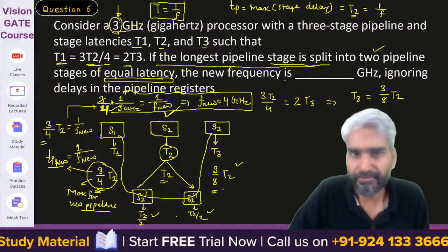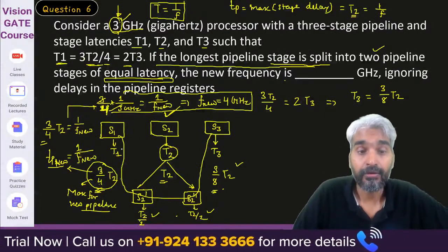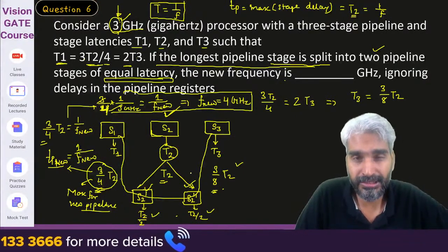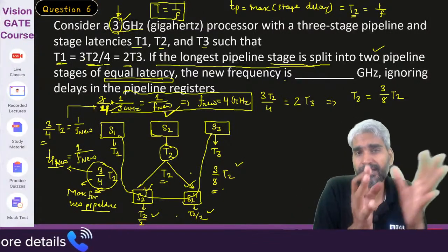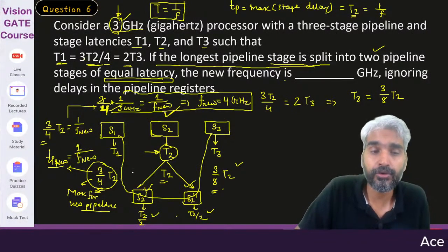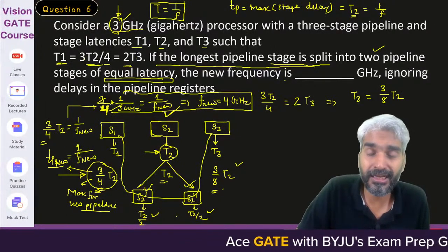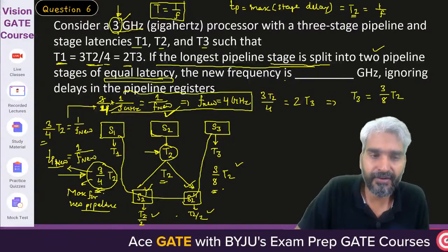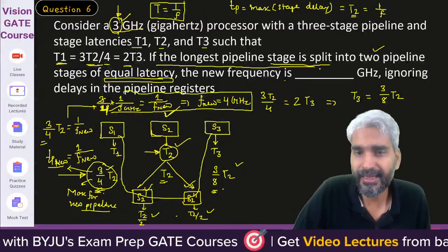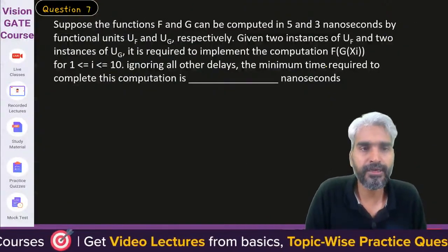So the concept is quite simple: first we need to define the cycle time of the processor based on the original frequency. Now, when you have divided the stage with the longest delay into two equal parts, it may be possible that the cycle time of the new pipeline will change. We can observe that earlier the cycle time of the pipeline processor was T2, and the cycle time for the new pipeline after dividing the stage into two stages becomes 3 by 4 T2. So now frequency will be defined with respect to this new clock cycle time. Earlier the frequency was based on T2. So here the answer will be 4 gigahertz. Clear? Let's move to the next question, question number 7.